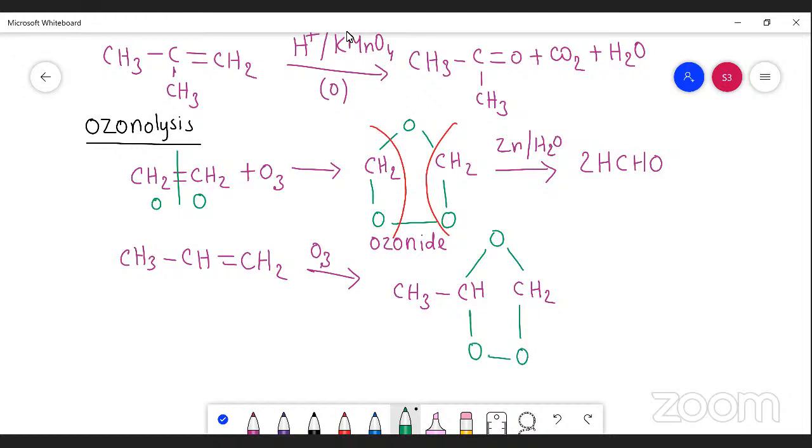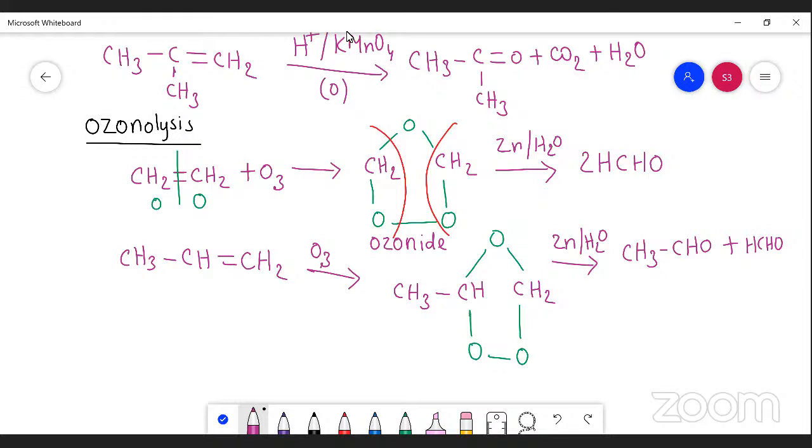Now it is reacted with zinc and water. Then we get acetaldehyde. That is CH3-CHO, acetaldehyde, and formaldehyde, HCHO. So acetaldehyde and formaldehyde are the products.